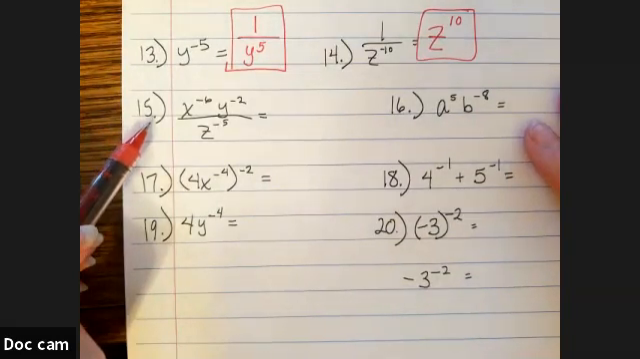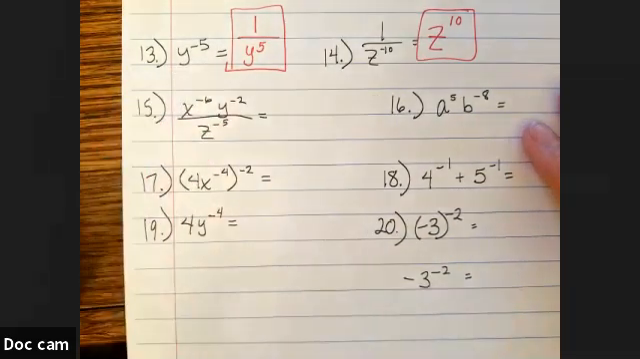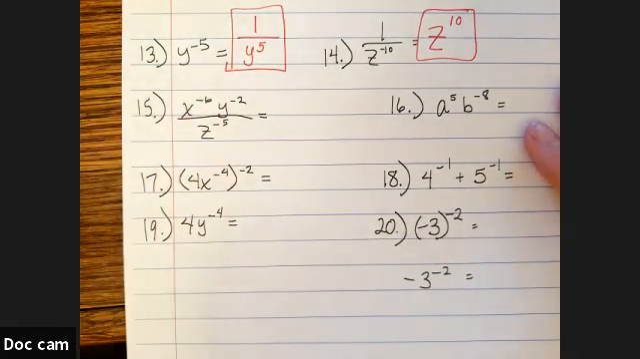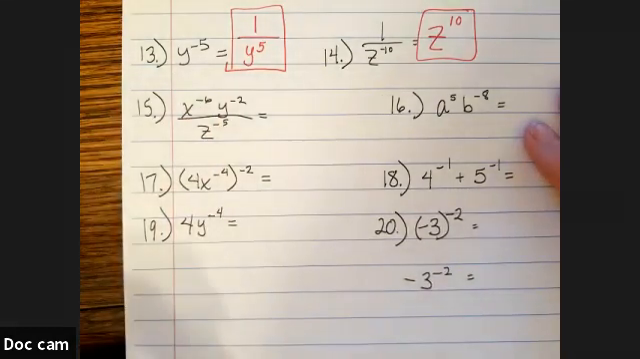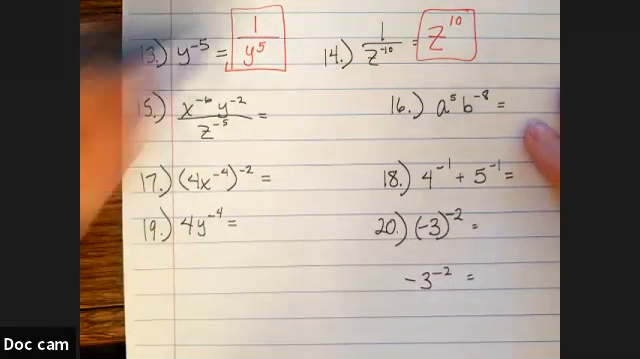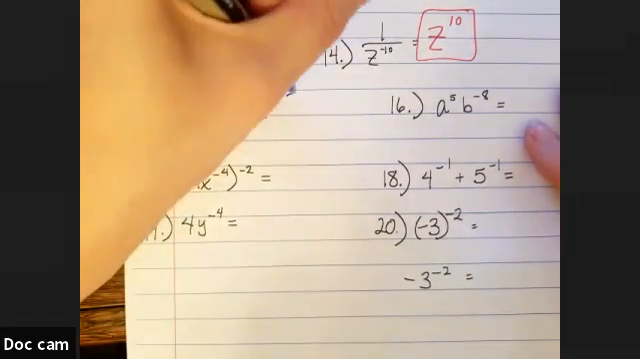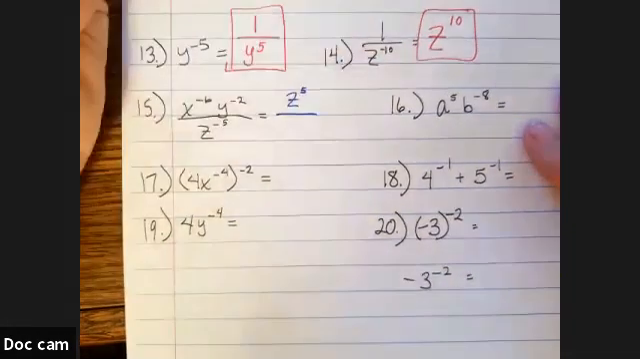All right, and on number 15, all those exponents are negative. So if we want to get rid of all those negatives in the exponent, we're just going to flip it over, and that'll get rid of all the negatives. So it'll be z to the 5.